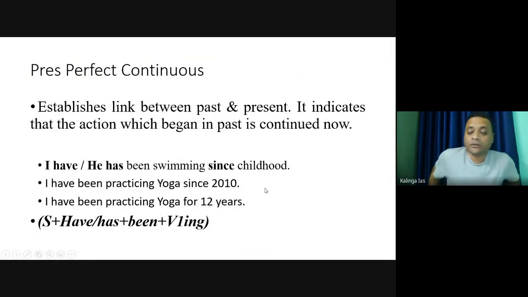If we talk about the beginning time, when the continuous habit started, then it takes since. On the other hand, if you talk about the total time, how long it has continued, 6 months, 8 months, even 2 hours, then it takes for. Please don't think that this structure can be used only in case of long habits.